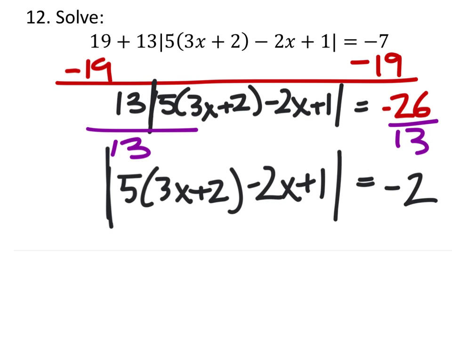And this is what we have. We have all of this garbage equals negative 2. Now this is where the definition of an absolute value comes into play, because here we're saying what values are negative 2 away from 0.